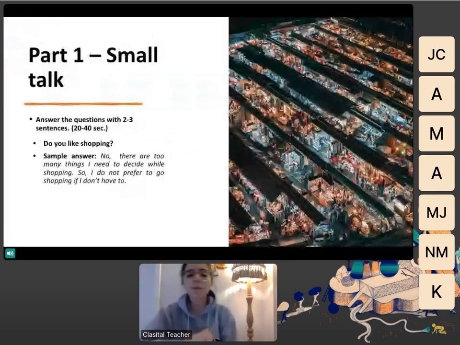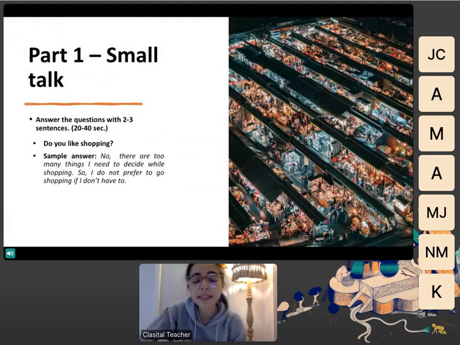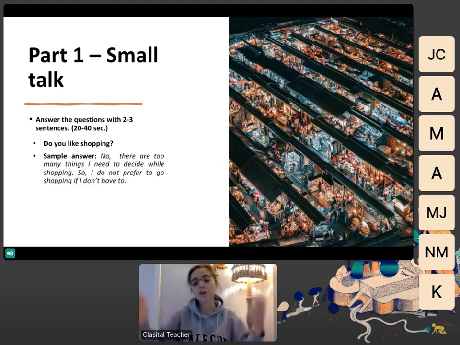Okay, so now we practiced our vocabulary. Let's start our small talk part. Here, you will give me 2 to 3 sentences as answers. It will take around 20 to 40 seconds. So don't go for extended answers here.